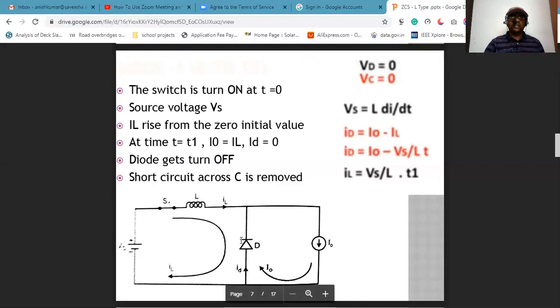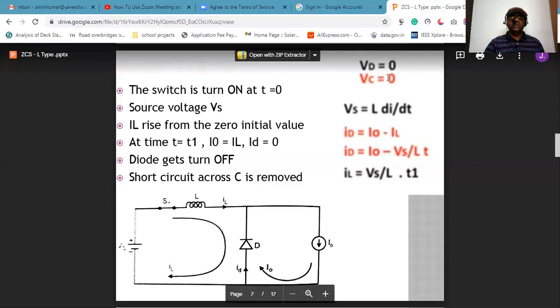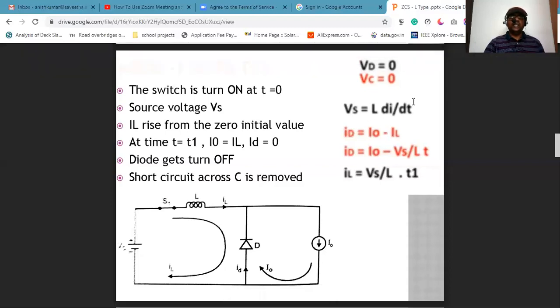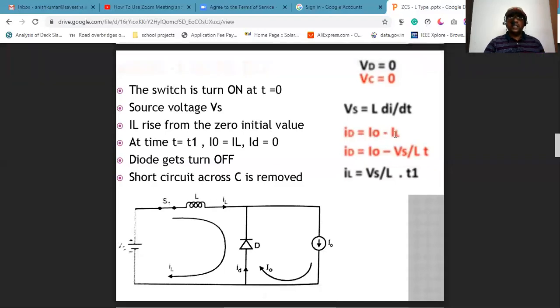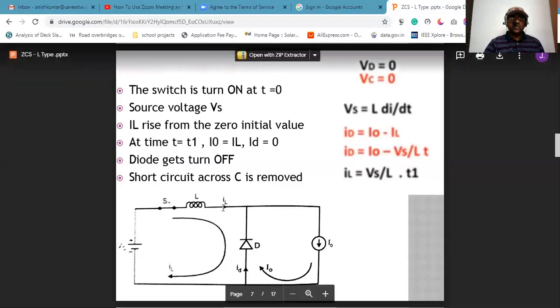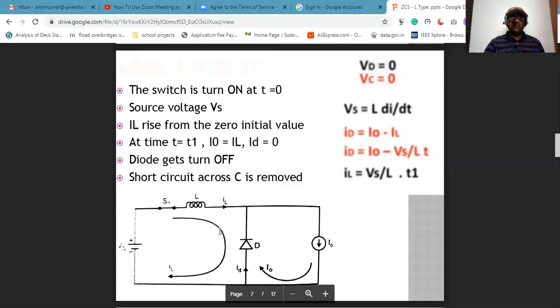And here we'll have the capacitor. The capacitor is also at 0 voltage. Vs is equal to L into di by dt. You know the voltage Vs is equal to L into di by dt. When the switch is closed, ID is equal to I0 minus IL. Here, the current flowing to the diode is one called IL, another one called I0. So the current flowing through the diode ID is equal to I0 minus IL.